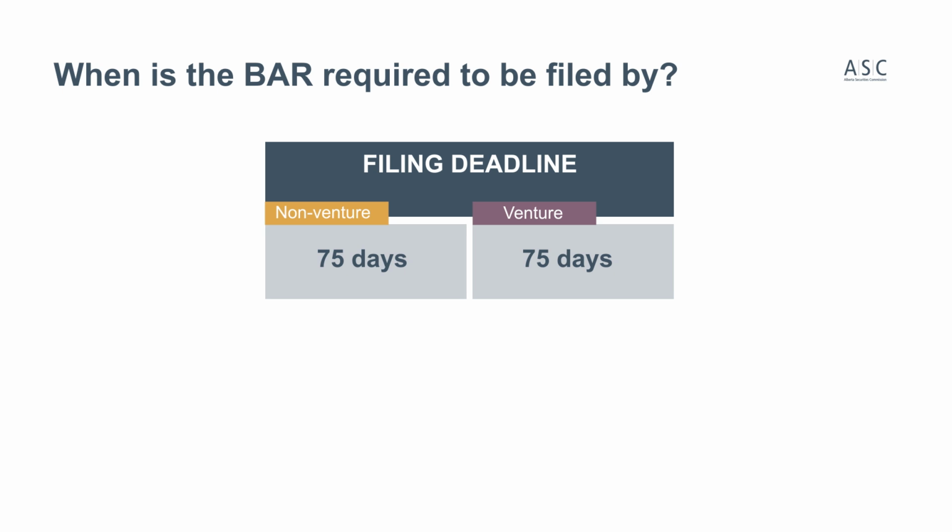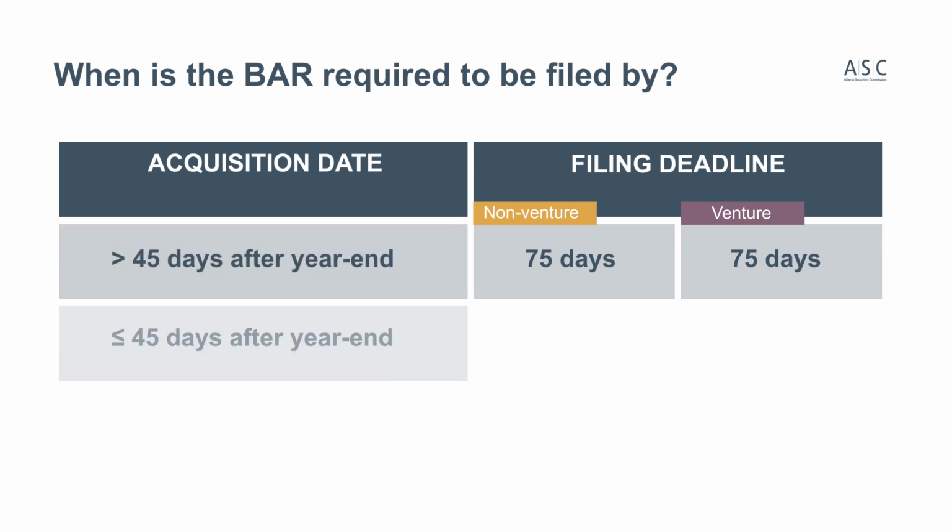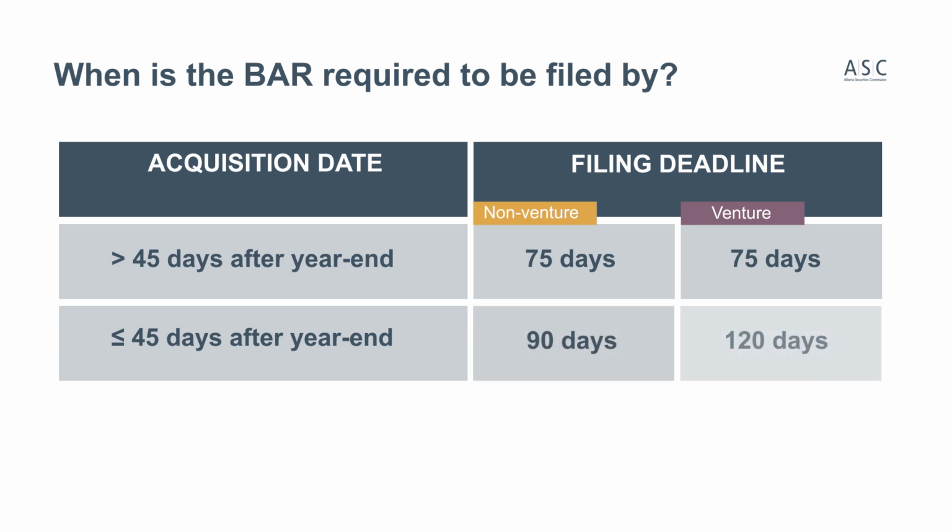However, securities legislation provides an exception to this rule in scenarios where the acquisition closed 45 days or less after the issuer's year end. In these scenarios, the deadline is extended to 90 days for a non-venture issuer and 120 days for a venture issuer.